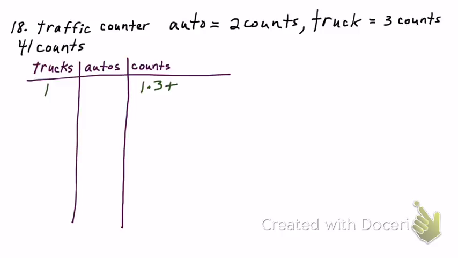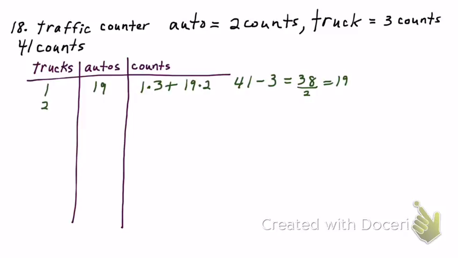And we need to add to that the number of counts from the autos, and that needs to add up to 41. So if we do 41 minus 3, that's what we get from the one truck. We need 38 counts. Well, it's 2 counts per car, so if we divide by 2, we get the number of cars. So it'll be 19 times 2. If you take 1 times 3, which is 3, plus 2 times 19, which is 38, you do get 41. So that's our first case.